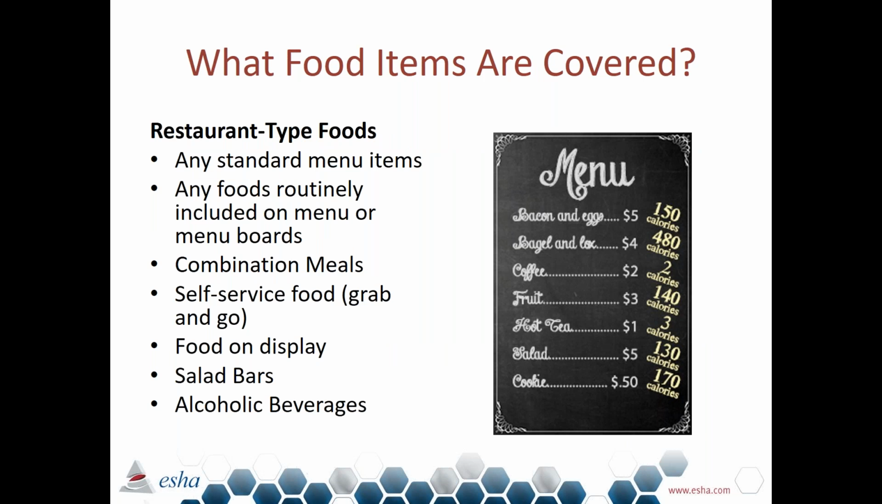What food items are covered? Currently, restaurant-type foods that are covered are any standard menu items that are routinely included on the menu. This would include combination meals, self-service food like grab and go, food on display, salad bars, or alcoholic beverages. These are consumed on premises or consumed while walking away or soon after at another location, but are served and prepared in that establishment.